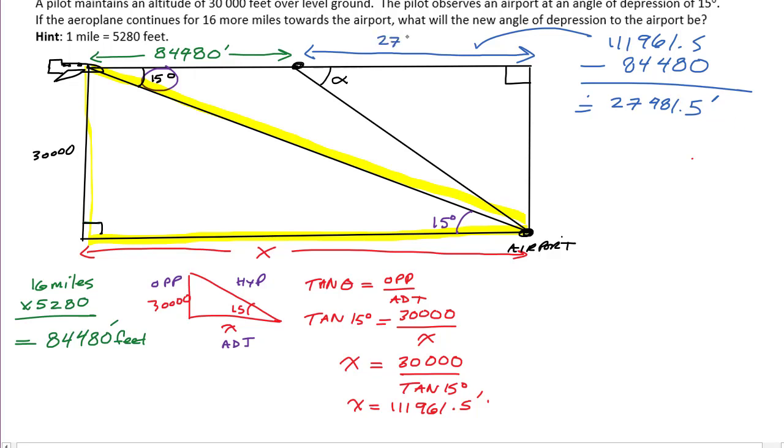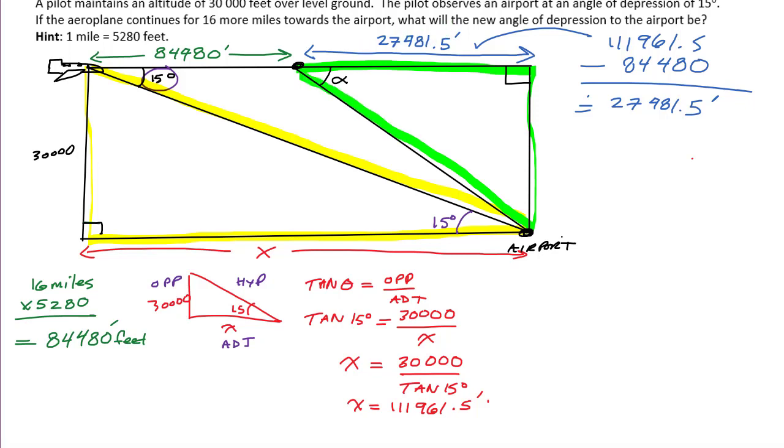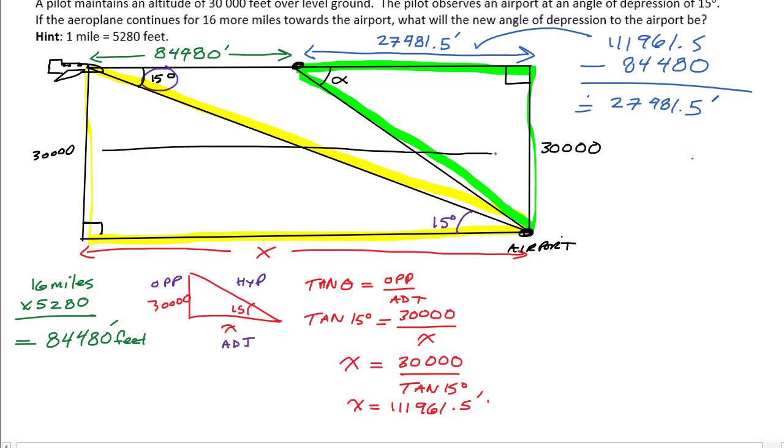Let me just write that in here, 27,481.5. Sorry, every time I draw a 4, it seems to connect and make it look like a 9. All right, so now to finish it off, we're going to do another right angle triangle. We have a right angle triangle right here. We know this side, the 27,000 we just found. Don't forget, we already know this side is also 30,000 because it's the same height as on the other side over here. So that's 30,000, that's 30,000.